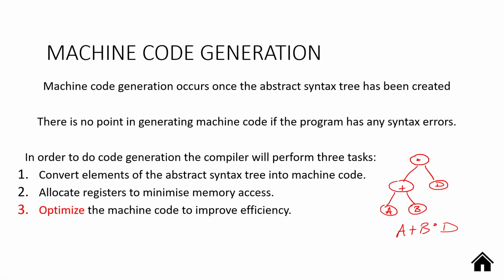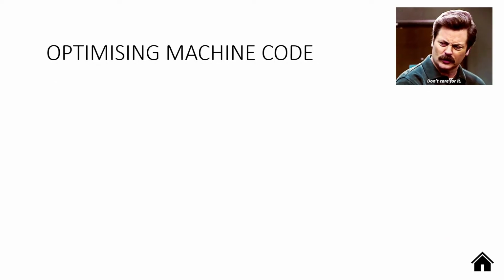And optimize plays a massive part in the compilation process because you're all terrible, terrible programmers. And I'll show you why in a second. When you write code, you write it in such an inefficient way, so bad that the compiler will make your code better for you without you even realizing.